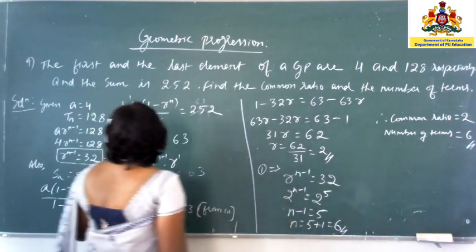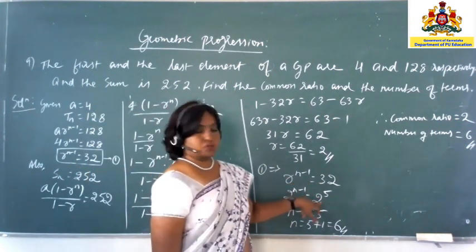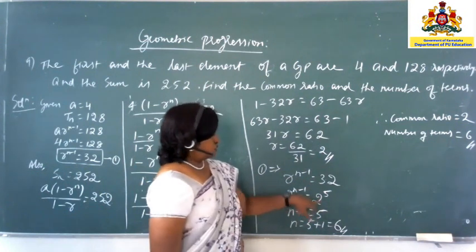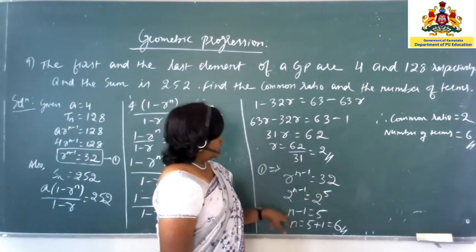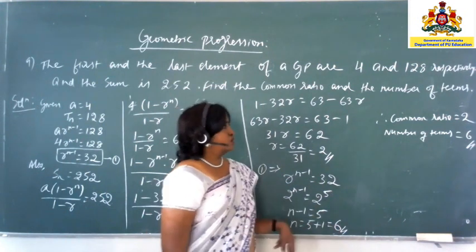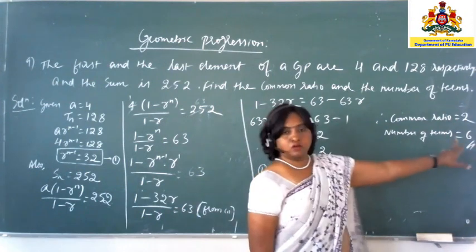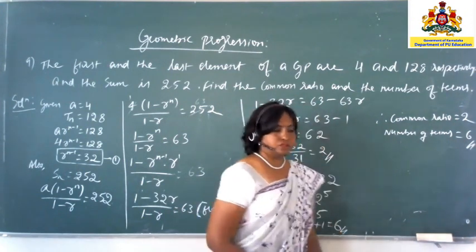So r to the power of n minus 1 is equal to 32. So 2 to the power of n minus 1 is 2 to the power of 5. When the bases are the same, the powers will be equal. n minus 1 is equal to 5. n is equal to 5 plus 1, that is equal to 6. So the common ratio is 2, and the number of terms is equal to 6. Yes, make a note.